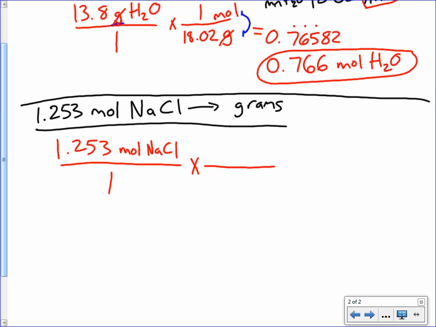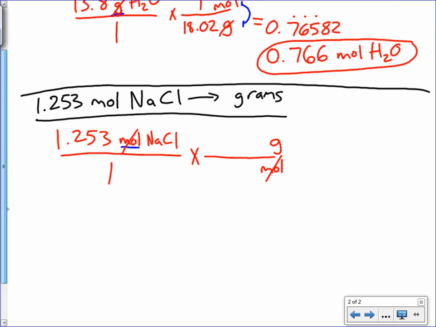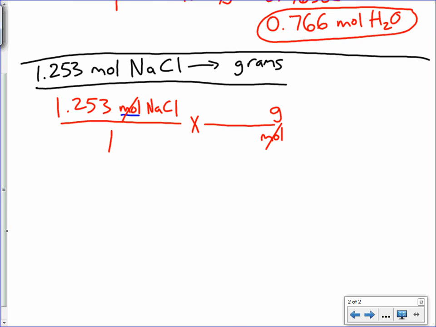So this time, let's look at units. We got moles up here, so we're going to need moles down here to cancel out. Let's get rid of those. Okay, we are converting to grams, so grams will go up here. All right, so our conversion factor for grams to moles, again, is going to be molar mass. So let's do that over here.